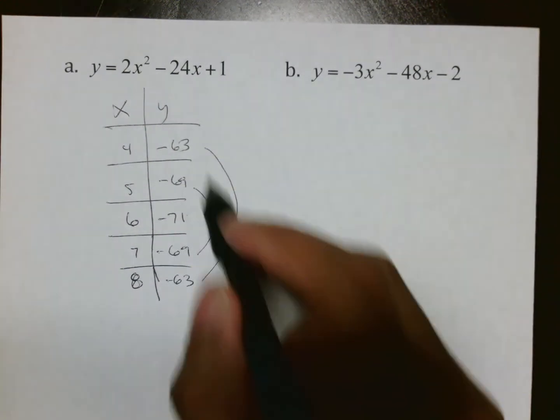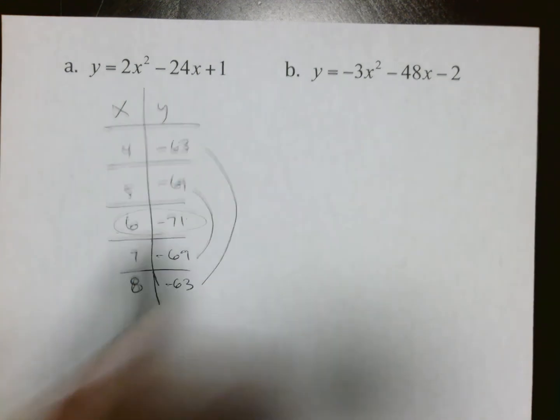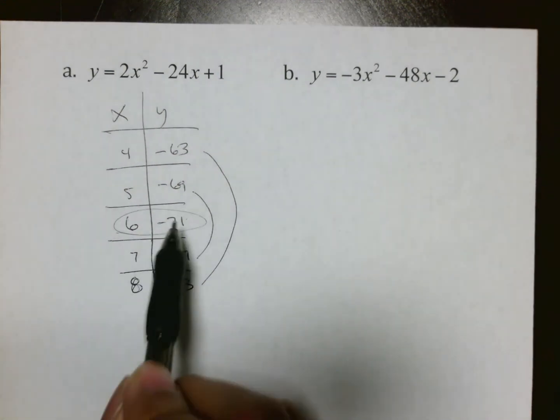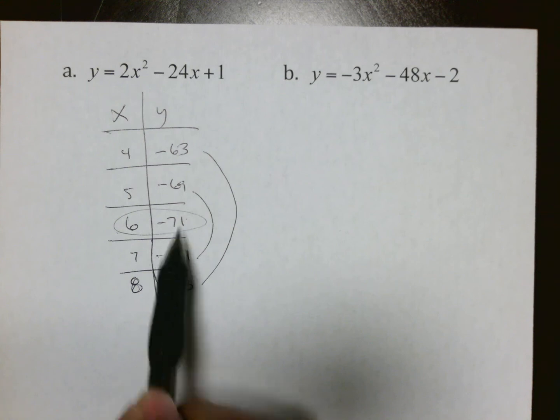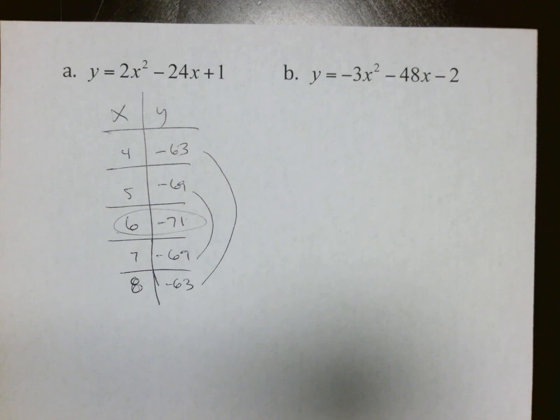If you cannot draw this silly looking rainbow, it means you did not really find the vertex appropriately, because this is the only point that occurs once. Every other number, because it's symmetric, is going to occur twice. The vertex only occurs once.